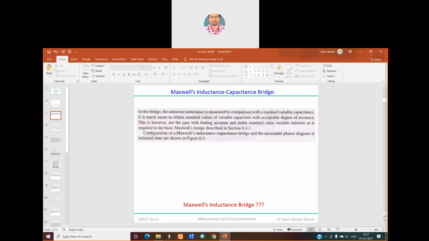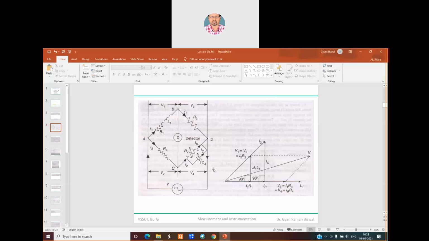So as I told you, you are going to measure the unknown value of inductance using the known value of a standard variable capacitance in place of the standard variable inductance that is used in the initial design of the Maxwell inductance bridge. Okay, so now this is the modified circuit.